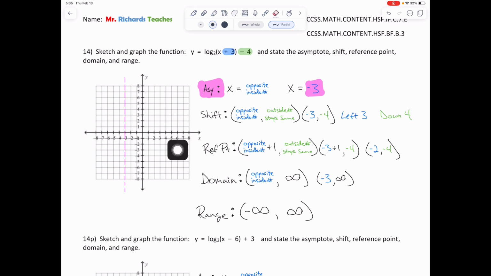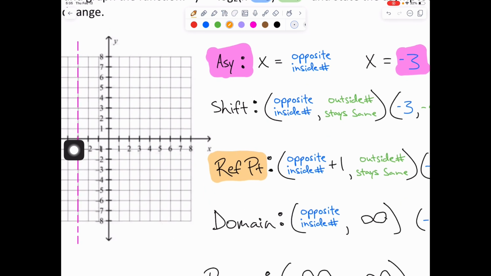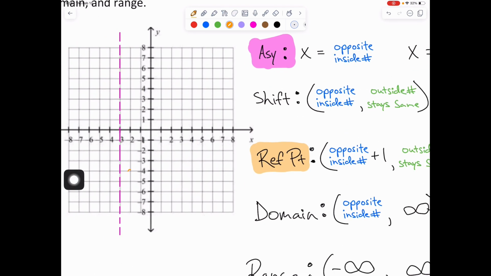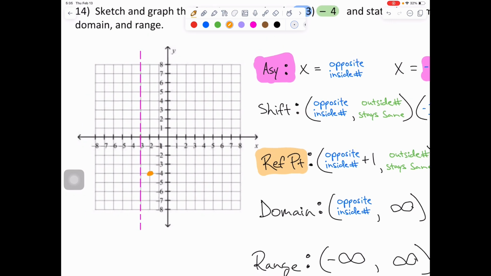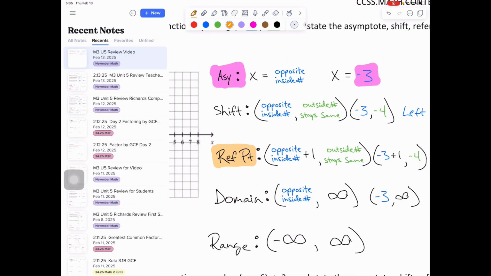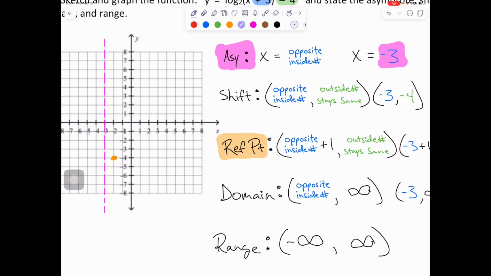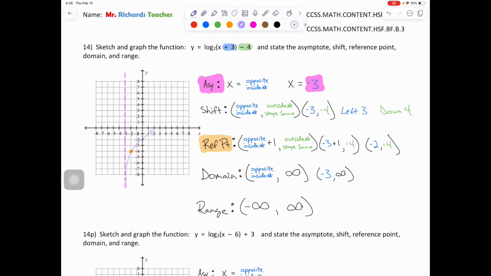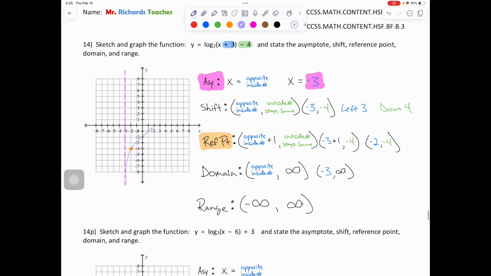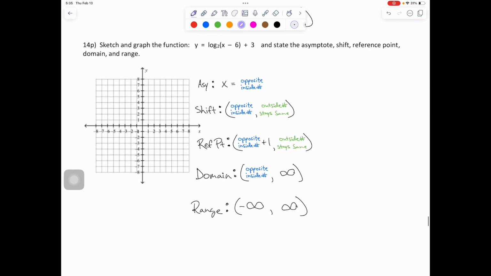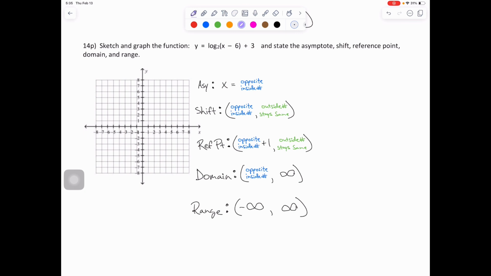All right, then we will plot our reference point. We will do that in orange here. We're going to go to negative 2 and negative 4 and plot a point. So 2 to the left, 4 down. We already did the shift. Yes, we will plot our point. Wonderful. Our domain here, opposite inside number, is negative 3 to infinity. Well, just like Miss O taught us, hug the line tight and up into the right. Go ahead and complete your graph. If you would like, please pause the video. You have number 14 awaiting.